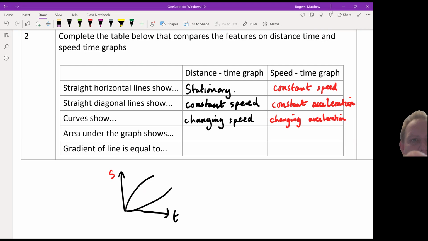Next one, the area under the graph. Well, the area under the graph doesn't show anything on a distance time graph, so let's block that box out. We've just had lots of practice seeing that the area under a speed time graph shows the distance traveled.